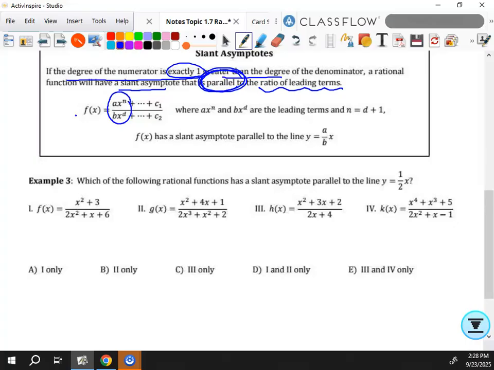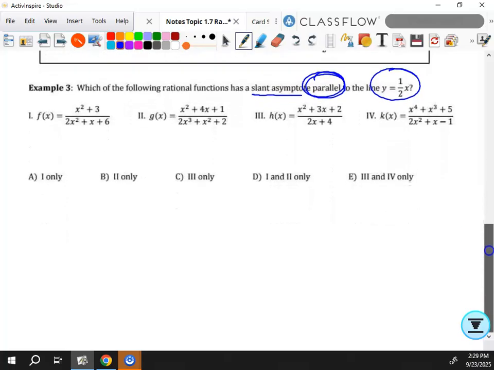This says, which of the following rational functions has a slant asymptote parallel to this line? So again, we don't have to find the actual slant asymptote. So to look at Roman numeral 1, do we even have a slant asymptote? No, this is tied in degree. So my asymptote would be y equals 1/2, but that's not parallel to 1/2 x, right? That'd be a horizontal line. Does this have a slant asymptote? No, this one would be at y equals 0. So that won't work either.